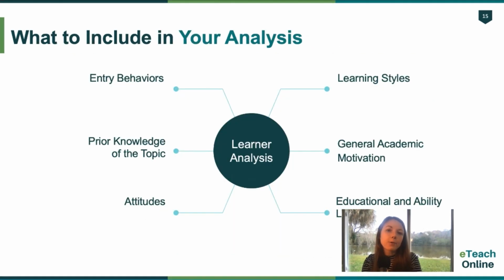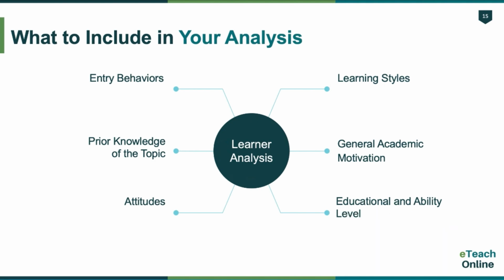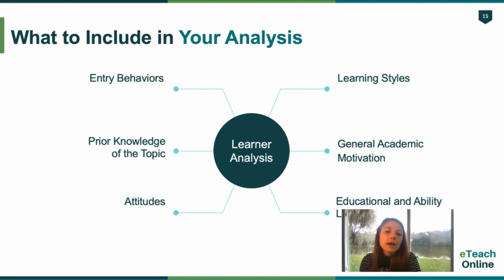So next, we're going to talk about what you should include in your learner analysis. The aspects that should be included in a learner analysis include entry behaviors, prior knowledge of the topic, attitudes, general academic motivation, educational and ability level, and learning styles. In the e-learning and instructional design for beginners community, I will teach you about all of these aspects in more detail, as well as techniques to acquire the data and how to use your acquired data to conduct your learner analysis. Conducting a learner analysis may seem tricky, but it's well worth it in the long run.